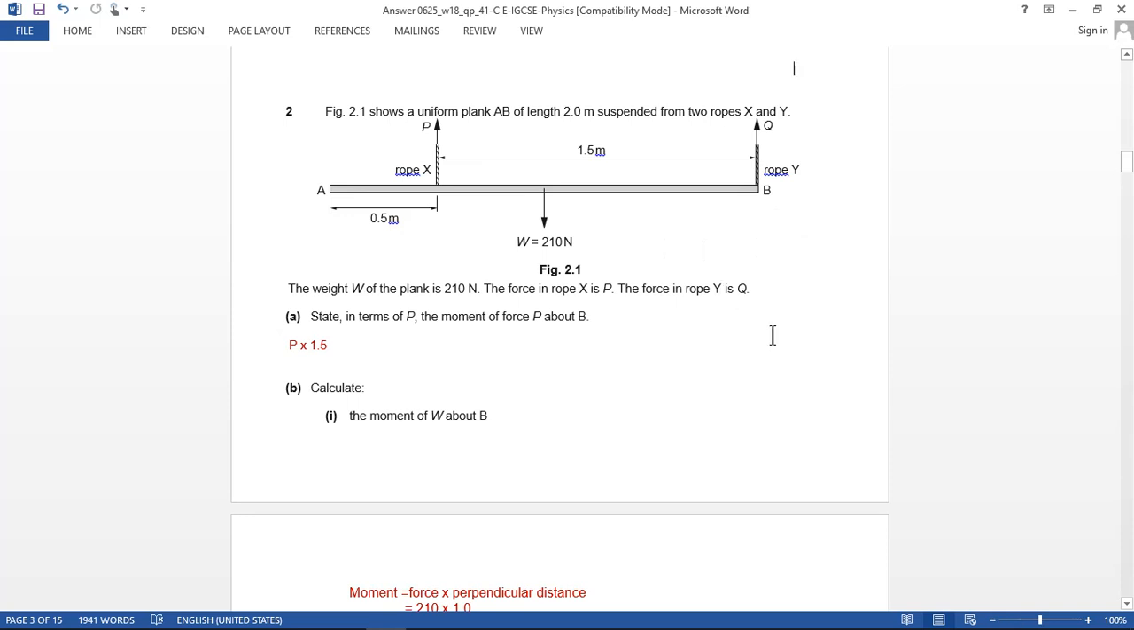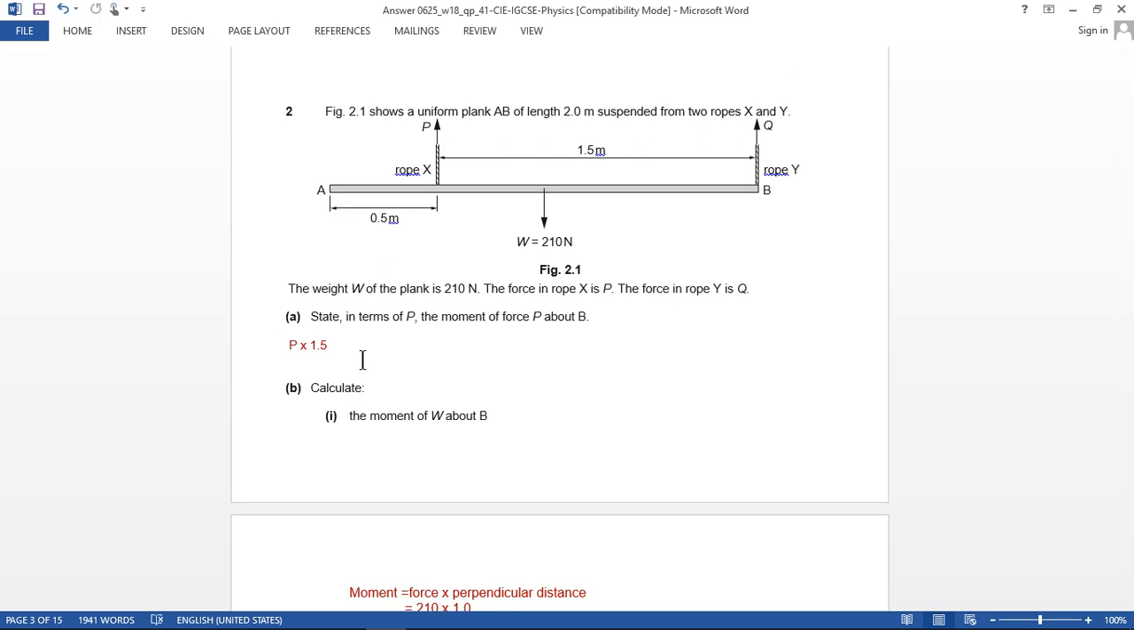Now let's start the question. Part A, state in terms of P, they're talking about this rope here or this point. It means talking about the force here, that calculate in terms of P the moment of the force P about B. So for that you have to write just like the formula. If you multiply the force by the distance from here, because they said about B is here, this part. So you will take this distance, that's 1.5 meter, and you multiply the force, which is not given right now. So you will just write this relationship here.